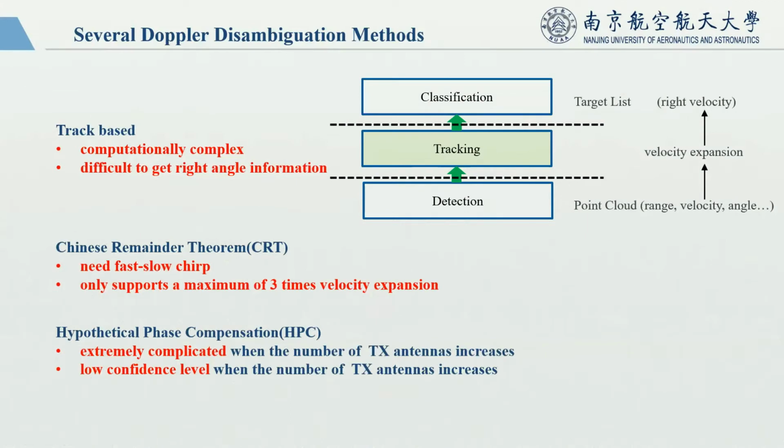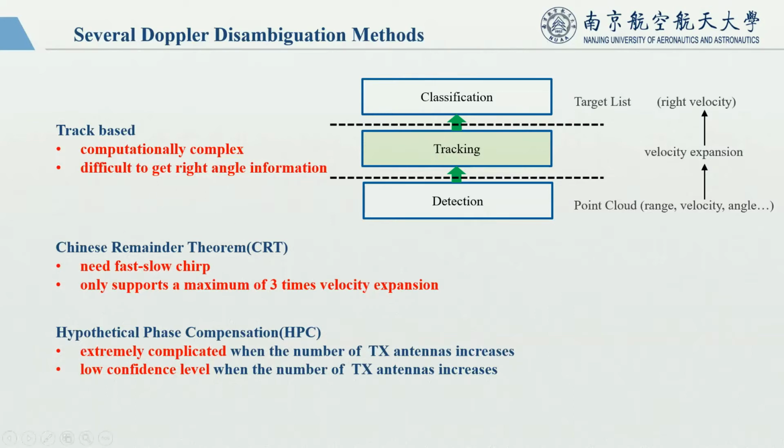To regain the maximum velocity, several disambiguation techniques have been used previously. The common radar processing is divided into different layers. Each point in the point cloud contains information such as range, radial velocity, and angle of the target. The velocity expansion algorithm based on tracking makes full use of the target history information. And this enables the target to be located and the right velocity can be obtained. The velocity expansion algorithm will increase the computational effort of target tracking, and it's difficult to get an accurate angle estimation result.